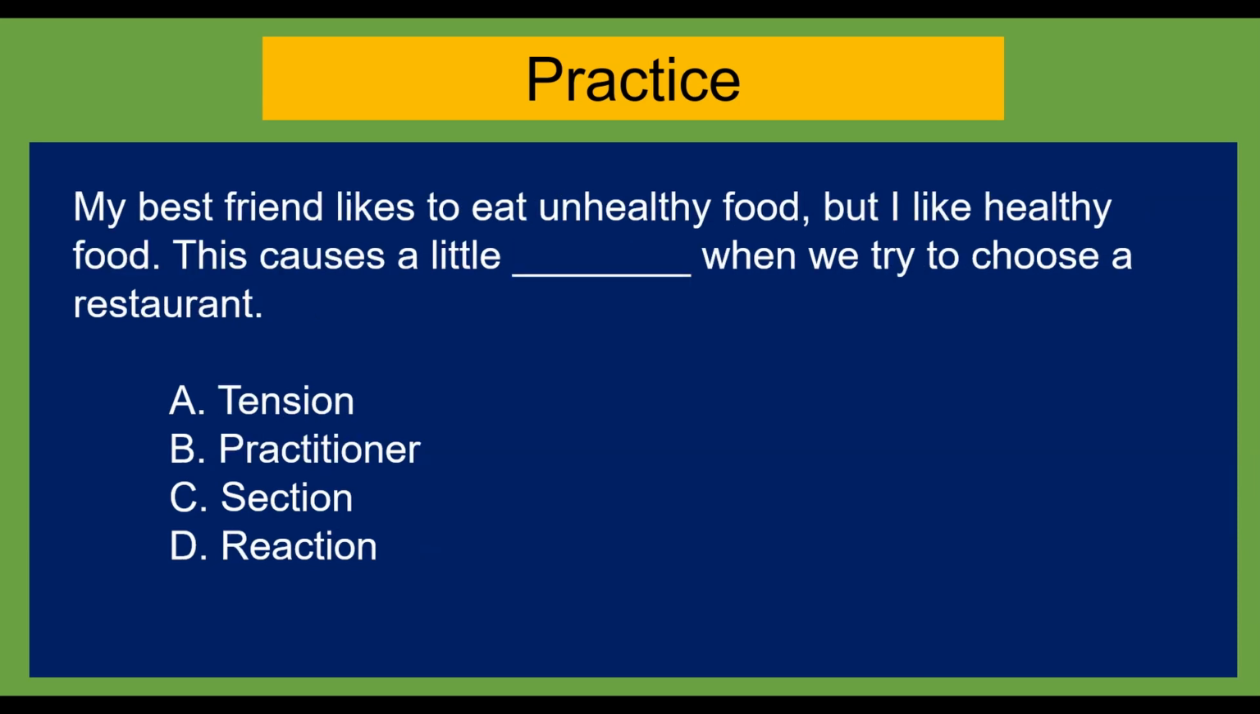My best friend likes to eat unhealthy food, but I like healthy food. This causes a little when we try to choose a restaurant. Tension, practitioner, section, reaction. In this one, we need a noun, and all of our choices are nouns. The best choice for this one is letter A, tension. It causes a little disagreement when we try to choose a restaurant.